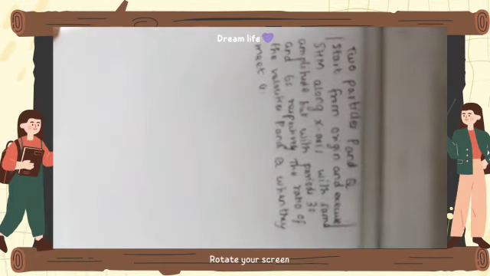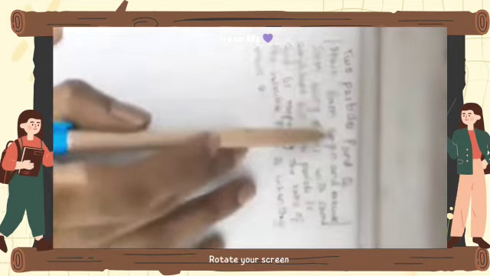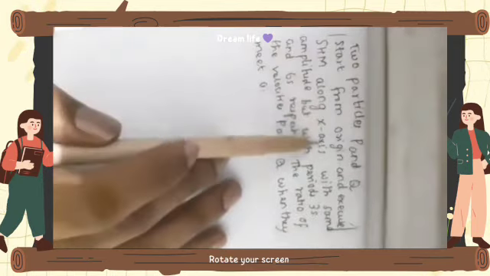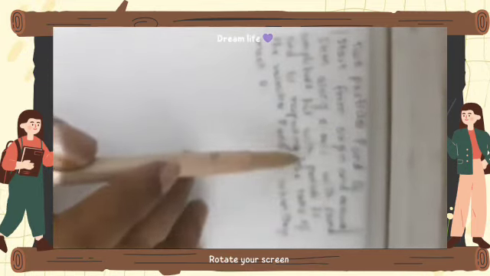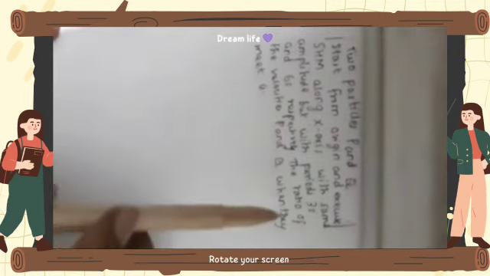Everyone, today we will see a problem from oscillations. So the question goes as: two particles P and Q start from origin and execute simple harmonic motion along the x-axis with the same amplitude but with different time periods, that is 3 seconds and 6 seconds respectively. The ratio of the velocities of P and Q when they meet is.